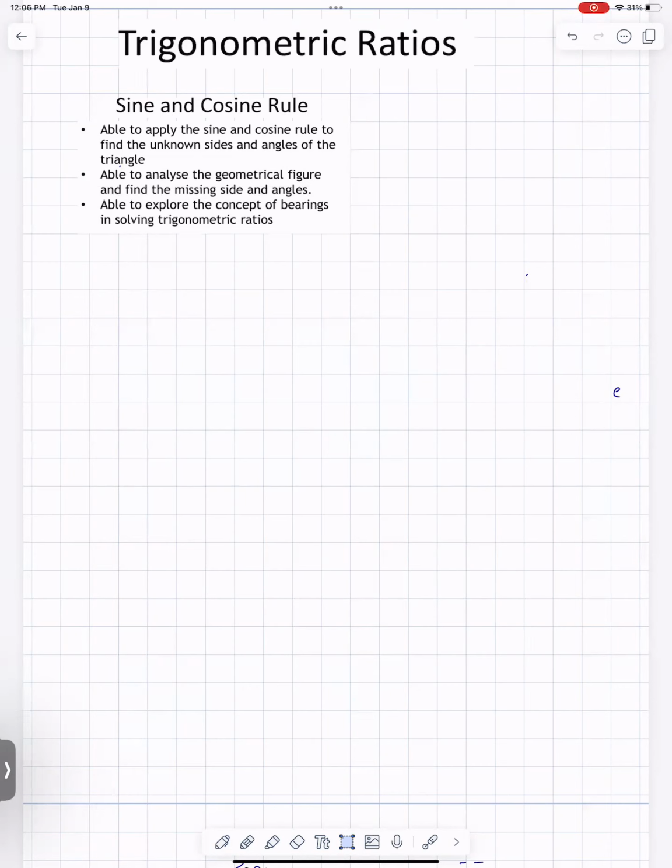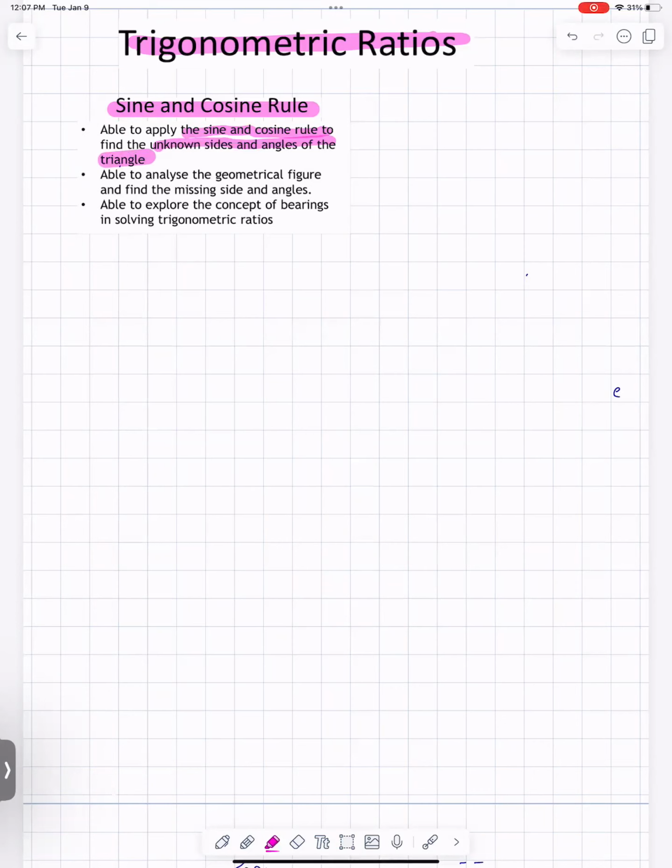So we'll be looking at trigonometric ratios. In this, we'll be looking at the sine and the cosine rule. Under the sine and cosine rule, we'll be looking at our ability to apply the sine and cosine rule to find the unknown sides and angles of the triangle.